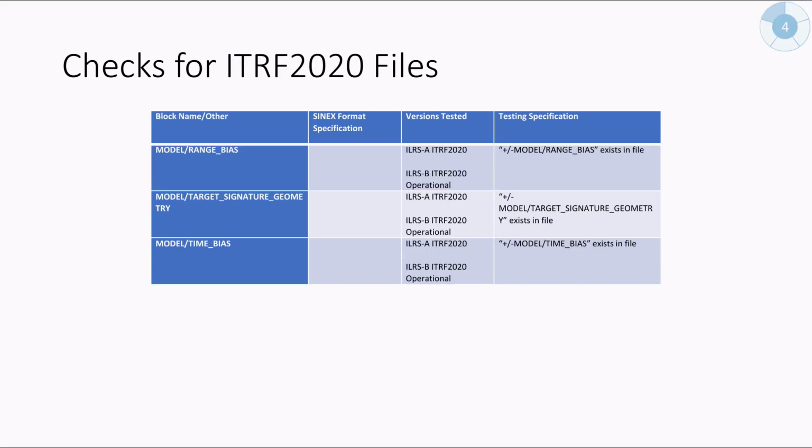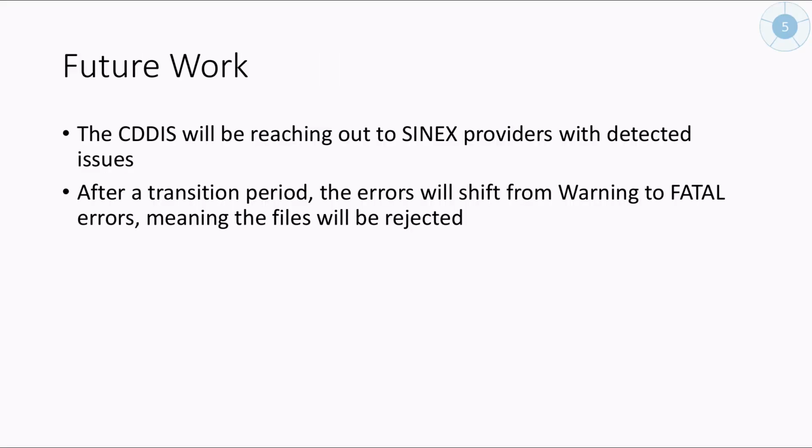We also have a few that would be specific to the ILRS-A ITRF 2020 and ILRS-B ITRF 2020, which are the model and range biases, model target signature geometry, and model time biases. So we do plan on having a discussion about this a little bit later on, not today, because we all want to make it a happy hour.